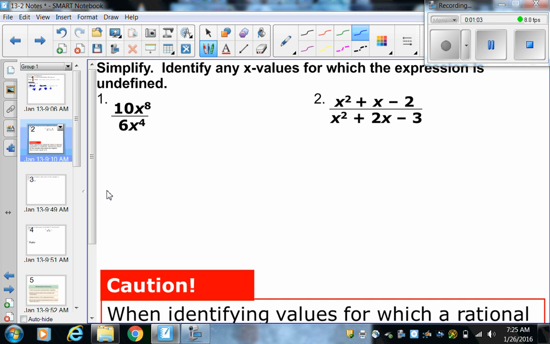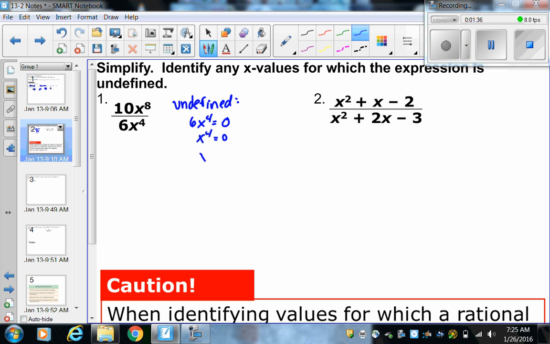So in our first couple of examples, it says simplify and identify any x values for which the expression is undefined. So anytime you have for which the expression is undefined, I'm going to do that first before I simplify, because sometimes we forget and we don't get all of where it's undefined because we use the simplified answer and not our original. So to get where it's undefined, we're going to take the denominator and set it equal to 0 and solve for x.